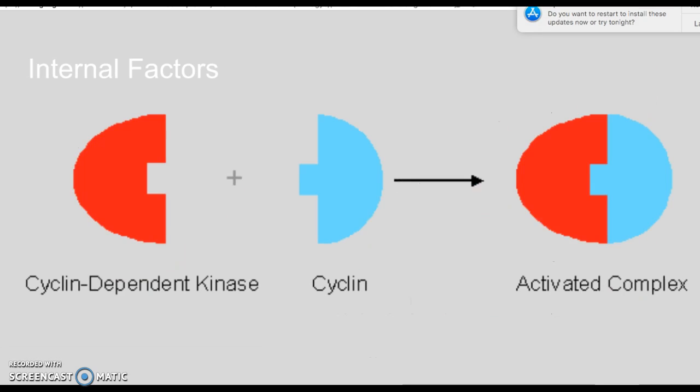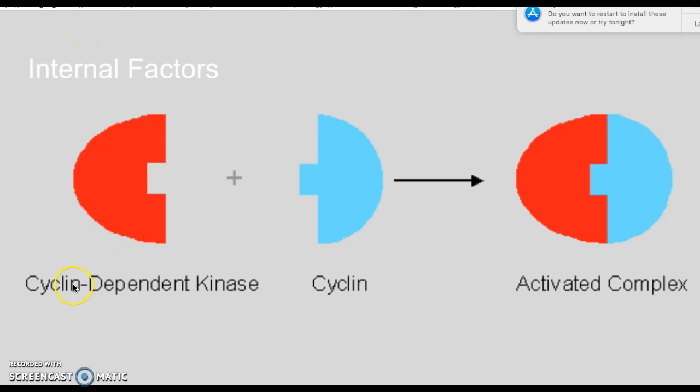So now moving on, in the cell cycle, there are several internal and external factors that control cell division. First we're going to talk about the internal factors. First we have cyclins and kinases. Cyclins are a group of proteins that are rapidly made and destroyed at certain points in the cell cycle.